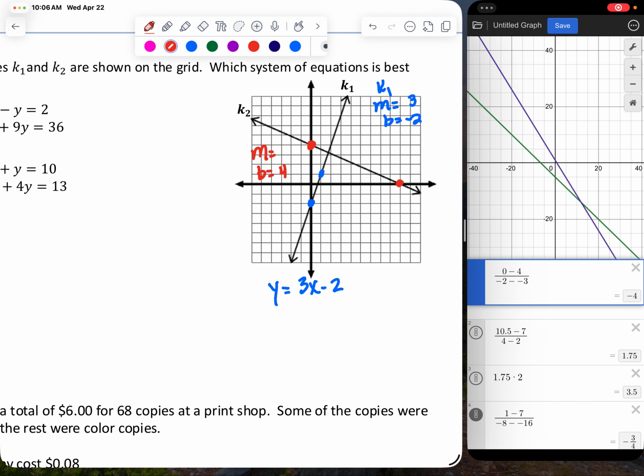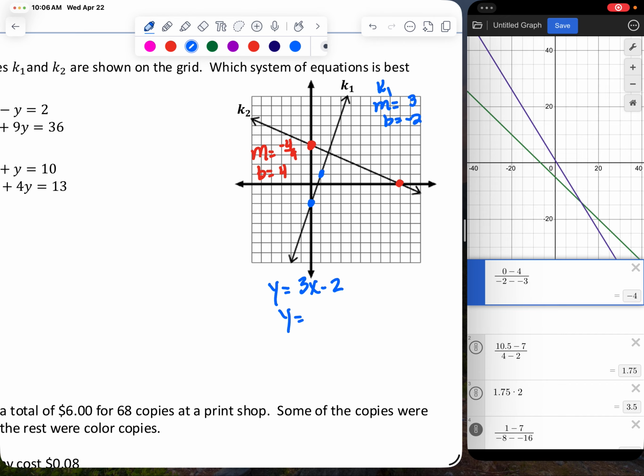How about right there? Okay. So starting at the bottom point, I'm going up 1, 2, 3, 4, and left 1, 2, 3, 4, 5, 6, 7, 8, 9. So my m is negative 4/9. So y equals negative 4 over 9x plus 4.